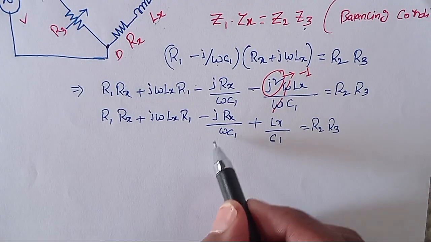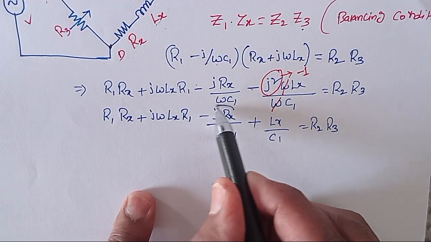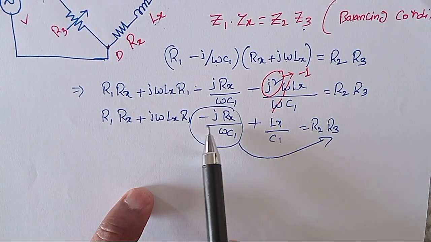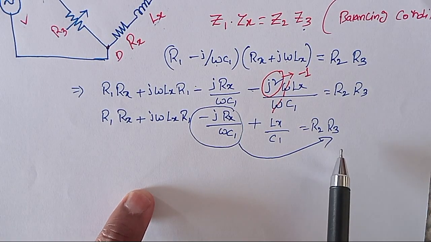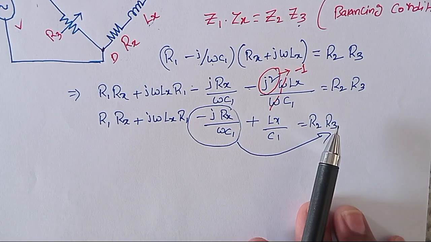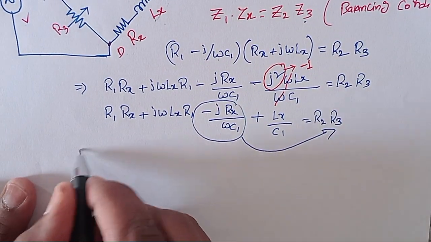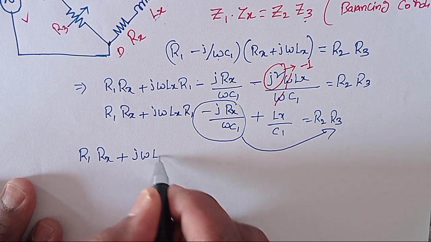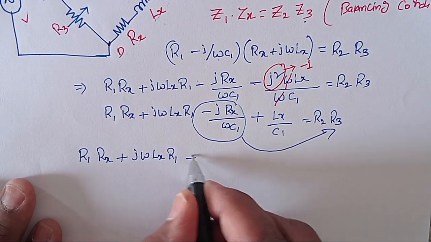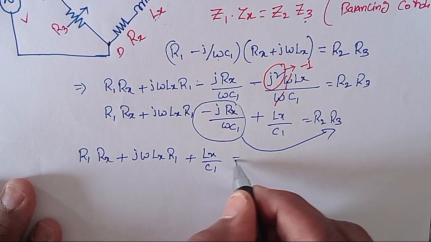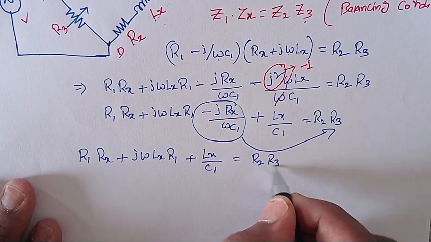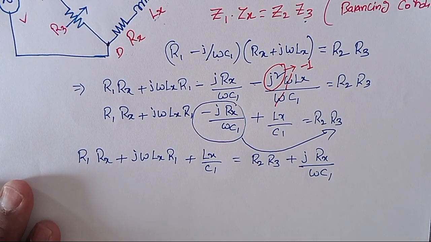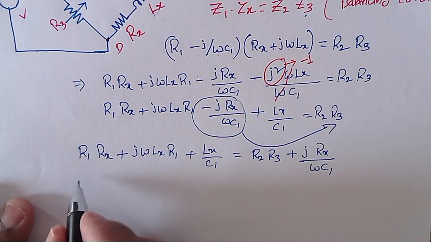Now I'm taking this term to this side. Here it is minus; when it comes to this side, it becomes plus. Then R1 Rx plus jωLx R1 plus Lx by C1 equals R2 R3 plus jRx by ωC1.